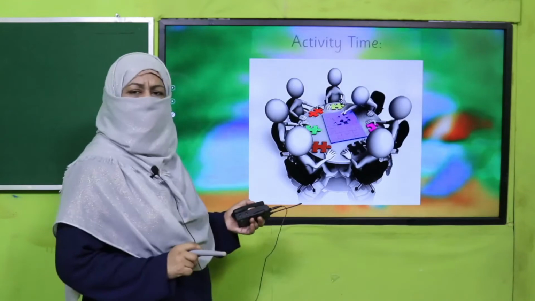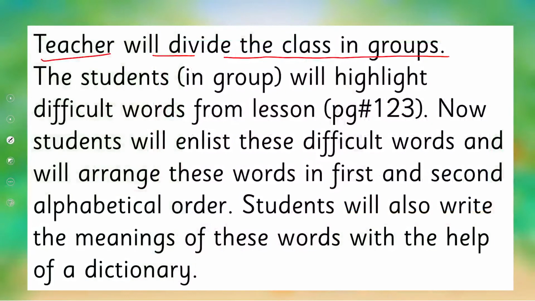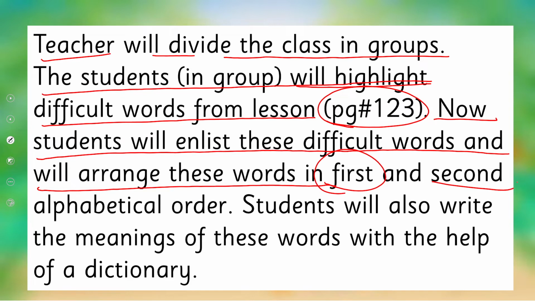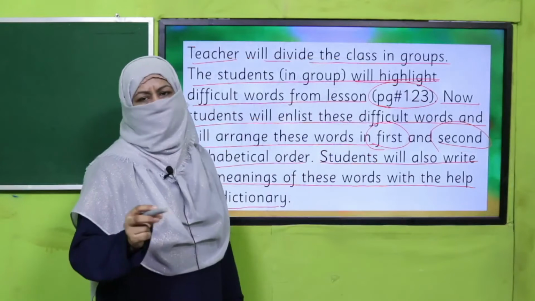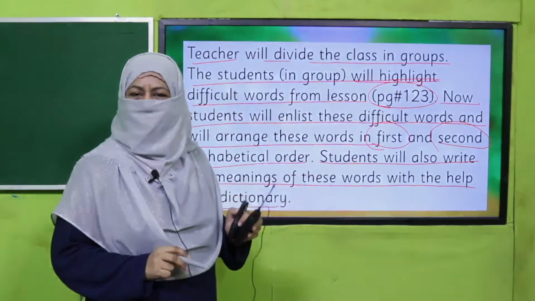Okay, so let's practice the concept of dictionary through an activity. Your teacher will divide the class into groups and the students in each group will highlight difficult words from the lesson, page 123. First, you will find out whatever you find difficult. Now, students will list these words and arrange them in alphabetical order, and students will also write the meanings of these words with the help of a dictionary. And teacher, kindly provide a very simple dictionary because this is just grade 3. So children, pause the video, enjoy this activity and then come back.